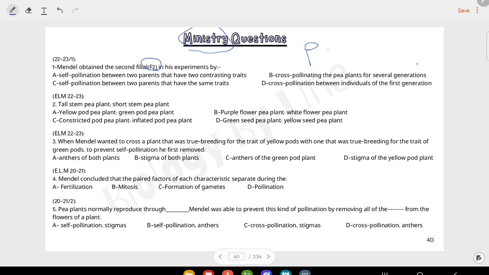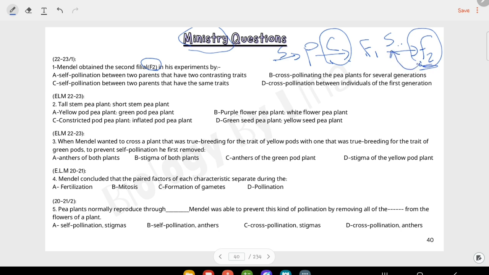We said we have P generation, we have F1 generation, and we have F2 generation. We said for P by self-pollination, but for F1 we get it by cross-pollination. What about F2? Again by self-pollination. So he used self-pollination 2 times and only cross-pollination to get F1. Now the question asks about the F2 generation. How did he get the F2 generation?